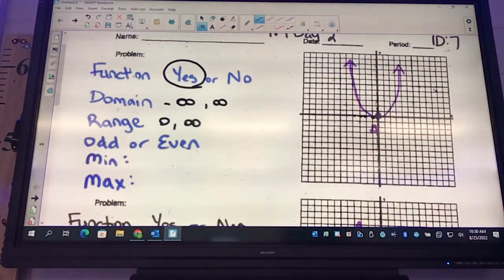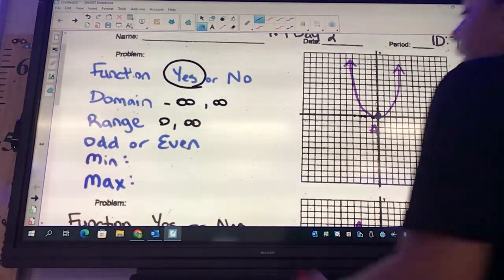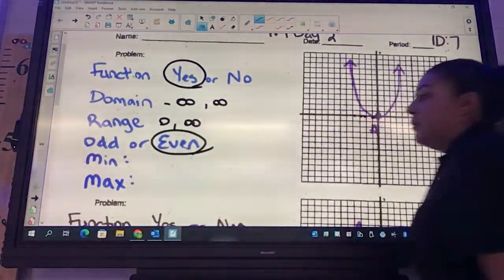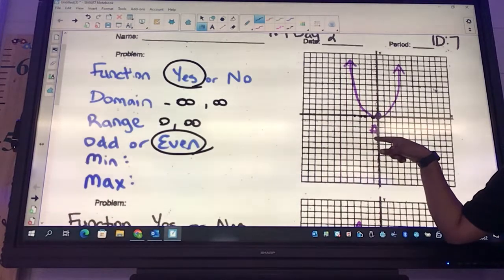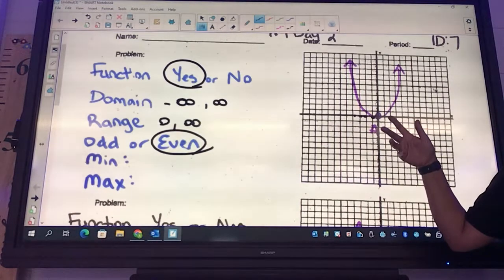Is this going to be an odd or even function? Even. Definitely even, good. Okay, the min-max I did a little bit different. You just need to look at the point. So this graph only has 1 point, and it's point A. What is that? Origin.